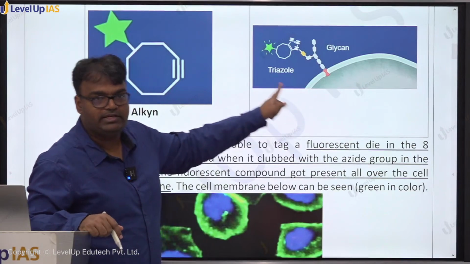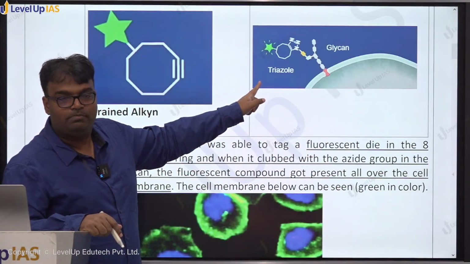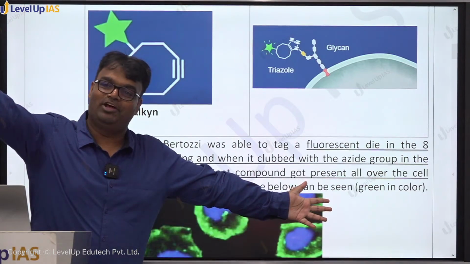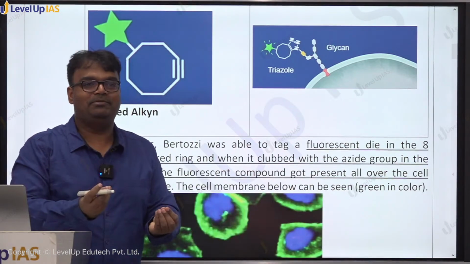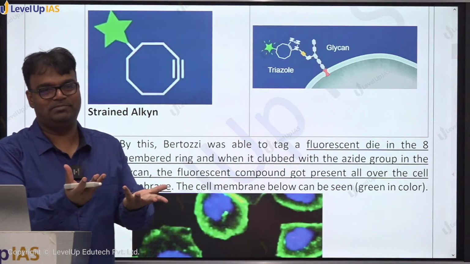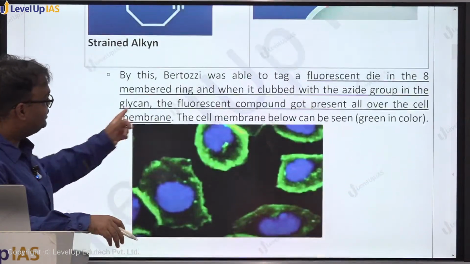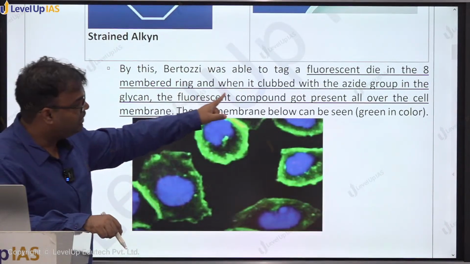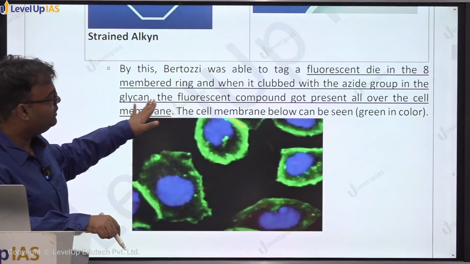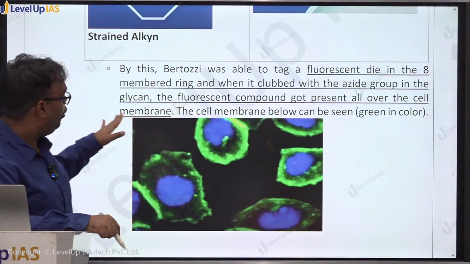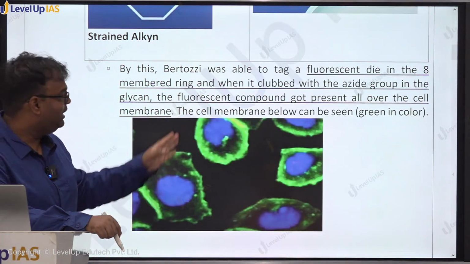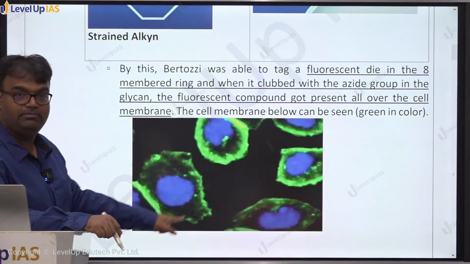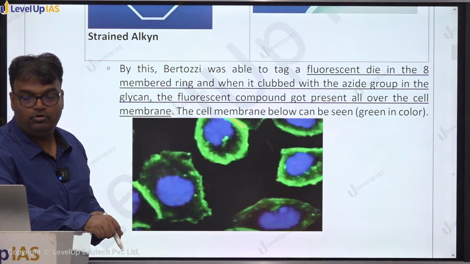उससे क्या हुआ, इस सेल के साथ ये डाई अटैच हो गया. ऐसे इस सेल के साथ डाई अटैच करवाने में a lot of complexities would have been there, but click chemistry made it very simple. By this, Bertozzi was able to tag a fluorescent dye in the 8-membered ring, and when it clubbed with azide group in the glycan, the fluorescent compound got present all over the cell membrane. The cell membrane below can be seen green in color, the green colored cell membrane. It's because of that component that got added.